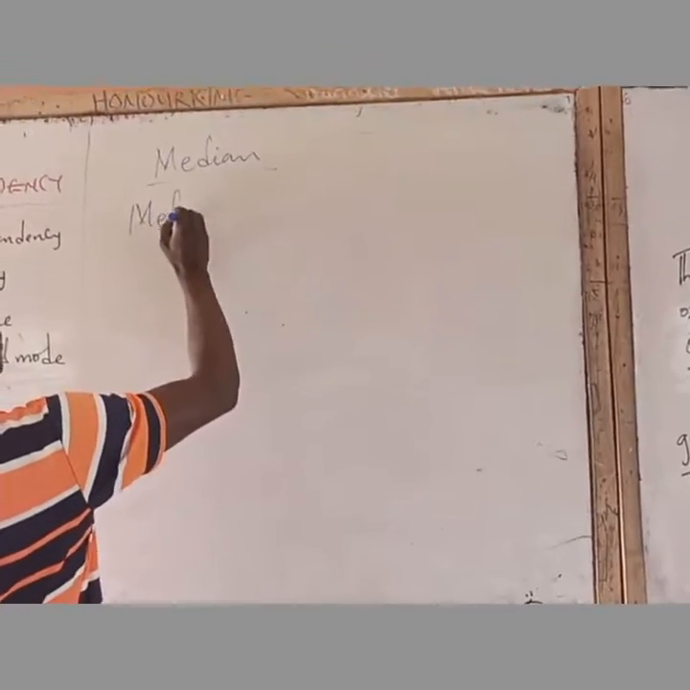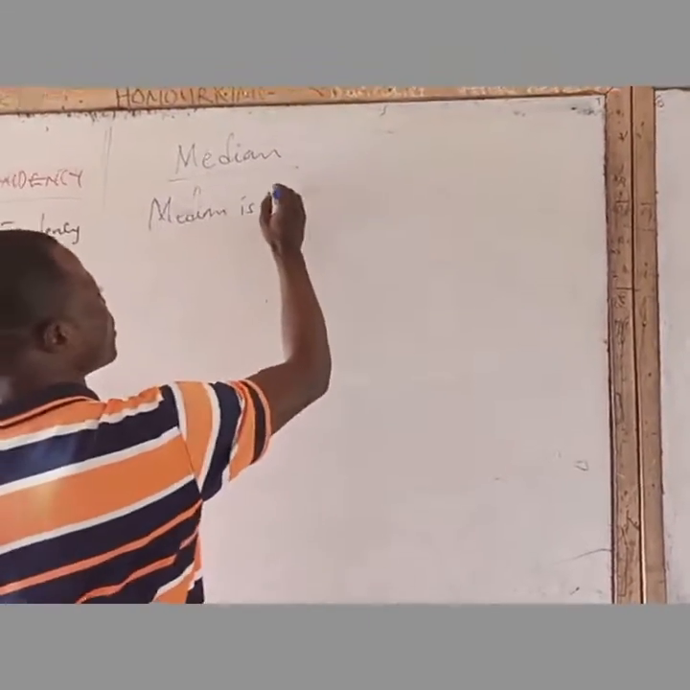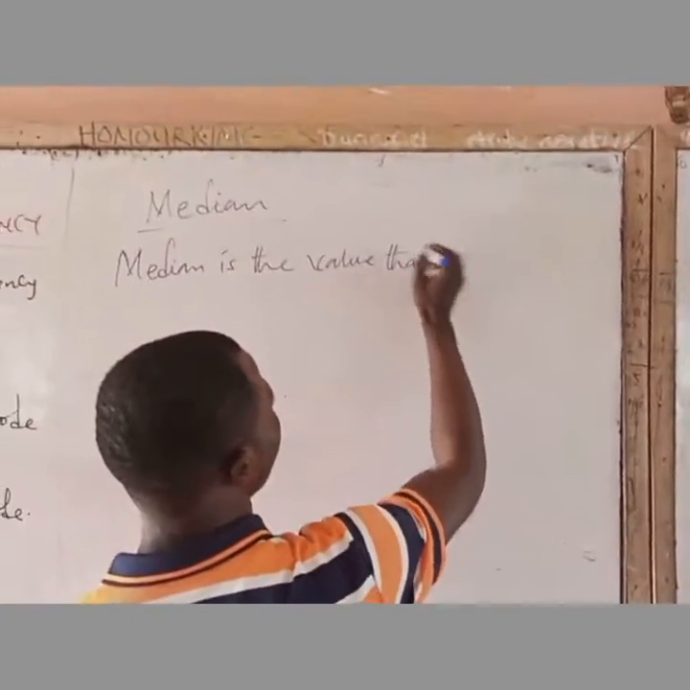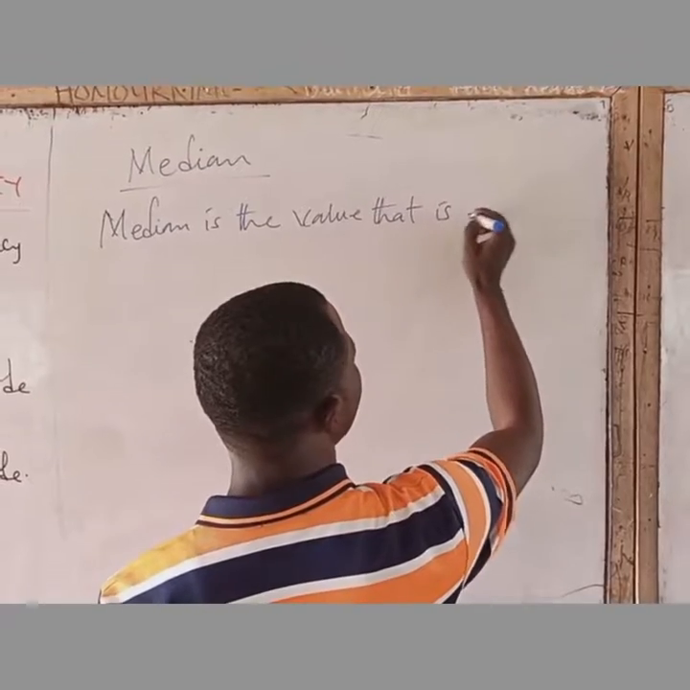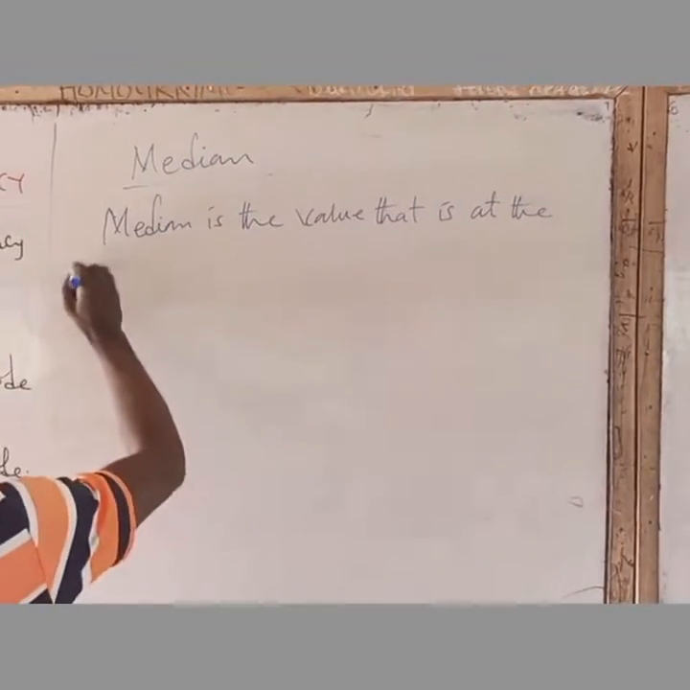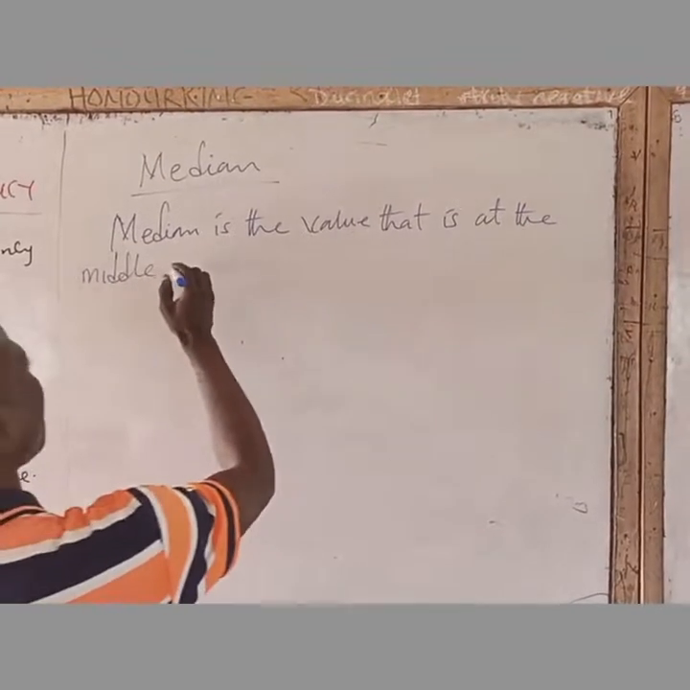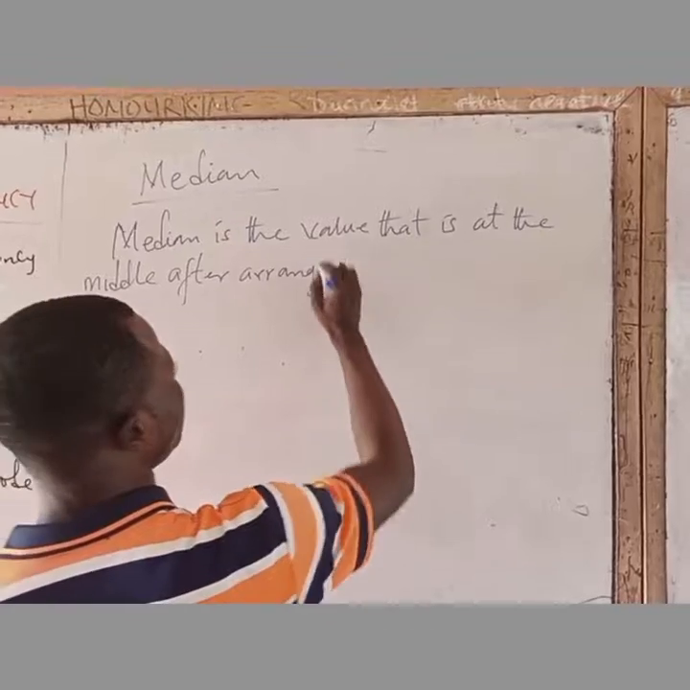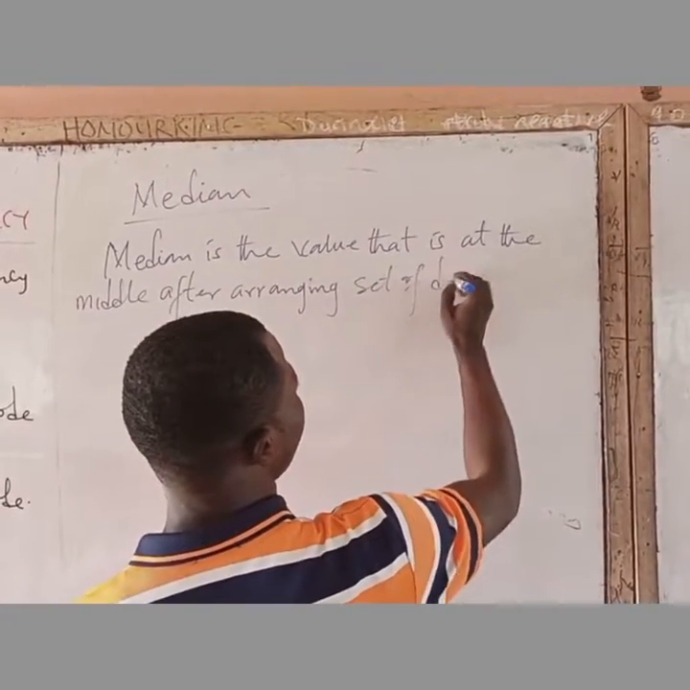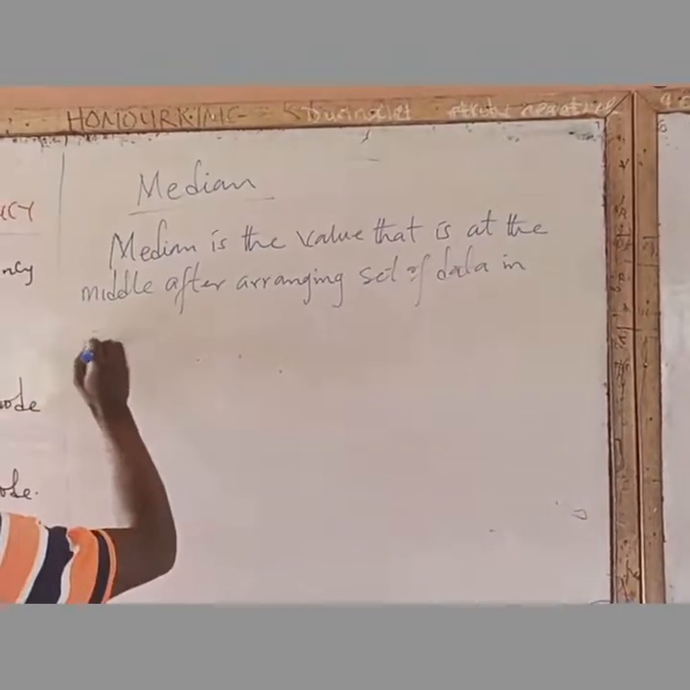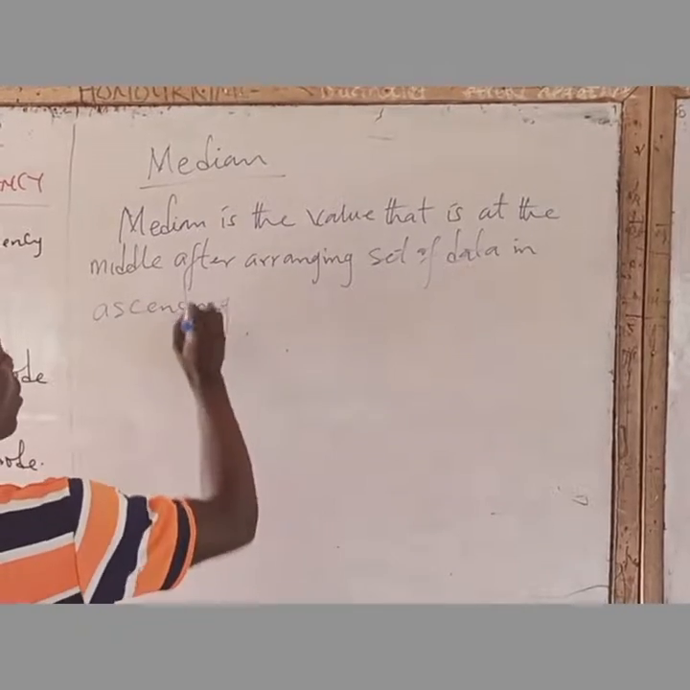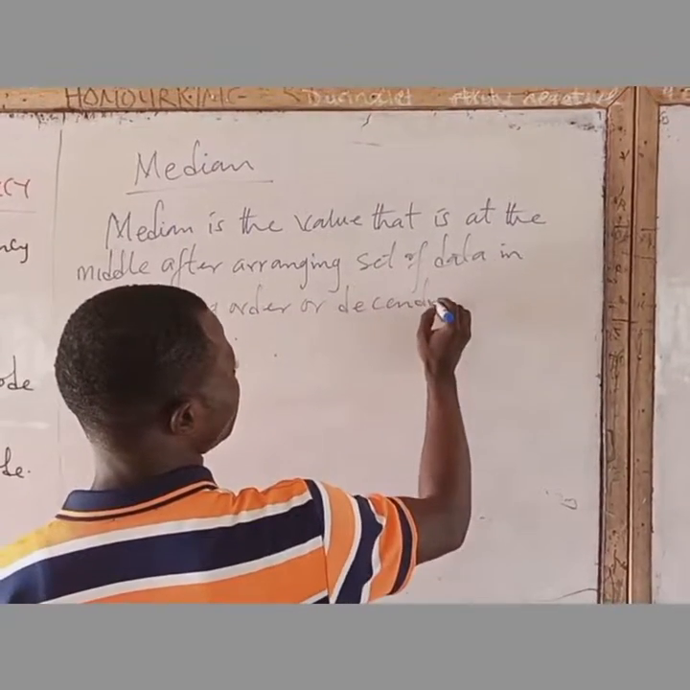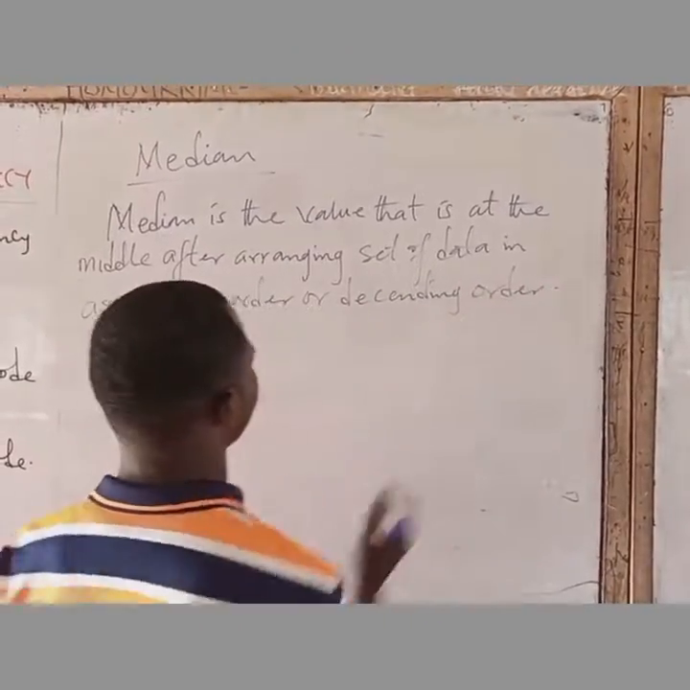That is, median is a value that is at the middle after arranging sets of data in ascending order or descending order. That is our median.